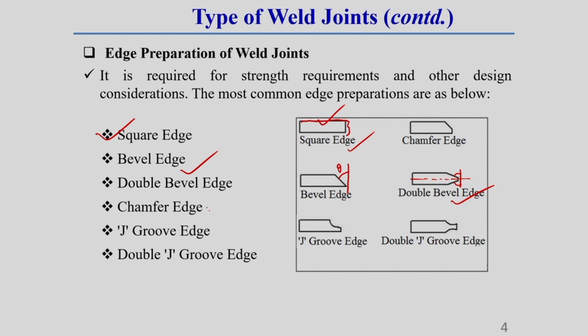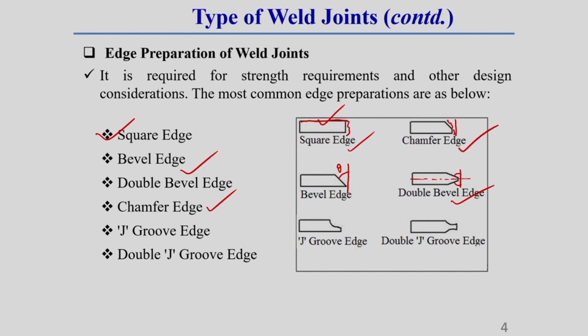There we can use chamfer edge preparation. Chamfer edge preparation is a combination of bevel type of edge preparation as well as square edge preparation. That means the shape of this edge preparation is chamfering type, that is why it is called chamfer edge preparation.